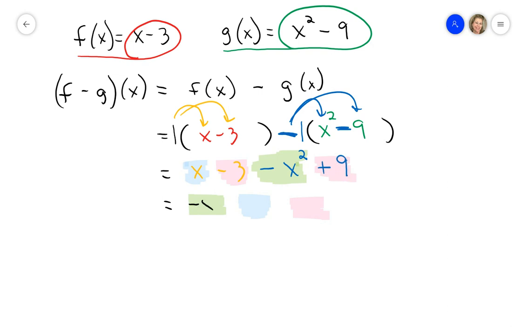So the negative x squared is first. Since this x has nothing in front of it, it's really a positive x, so put plus here. And then negative 3 and positive 9 would be a positive 6. Now you're going to factor it. And whenever you factor trinomials, the leading term, the very first term, the highest exponent, should be positive.